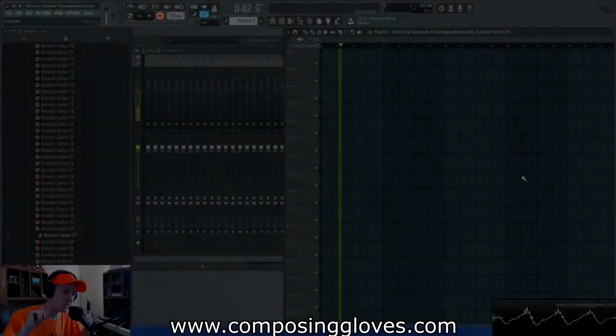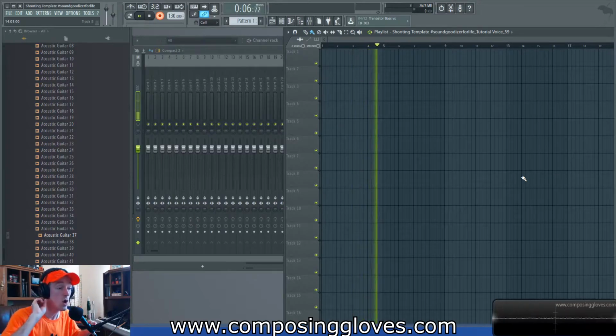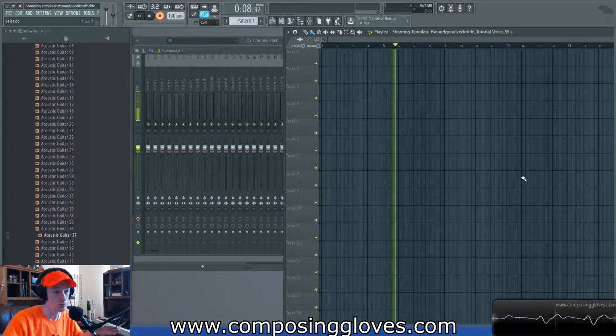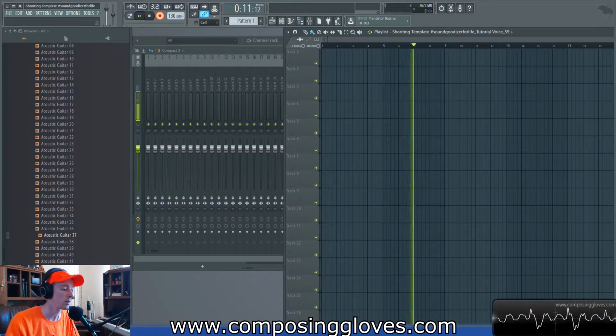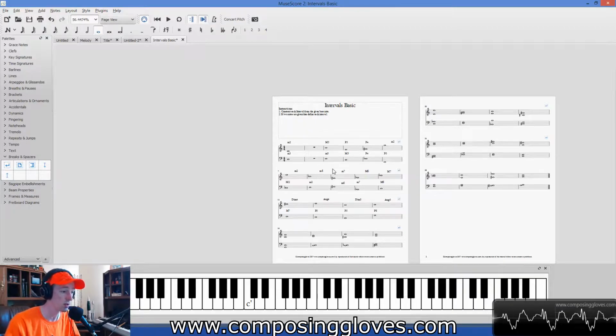Gloves here, and today we're going to be taking a look at the first worksheet. We're going to be taking a look at augmented and diminished intervals and also harmonic and melodic intervals. So we're going to add a little bit to our vocabulary, and also you'll have a worksheet so you can go and practice and interact with MuseScore, get a little bit used to it.